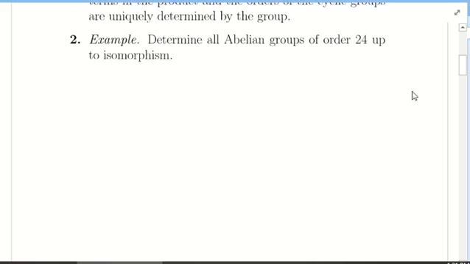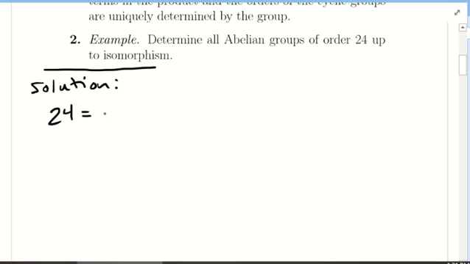Why is this useful? Well, it allows us to essentially write down immediately all the possible abelian groups of a given order, and it's based solely on the prime factorization of the order of the group. So 24 is 8 times 3, right?